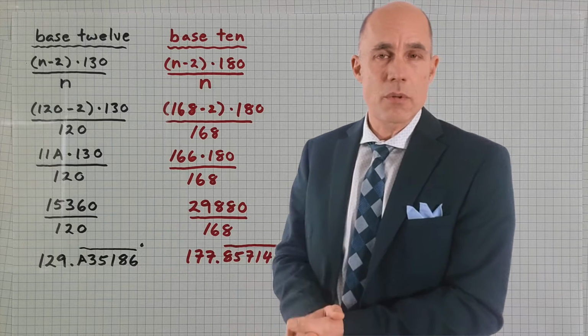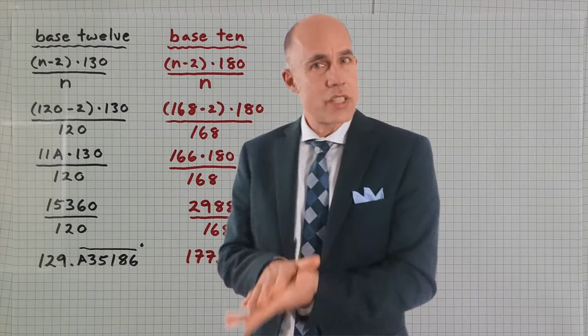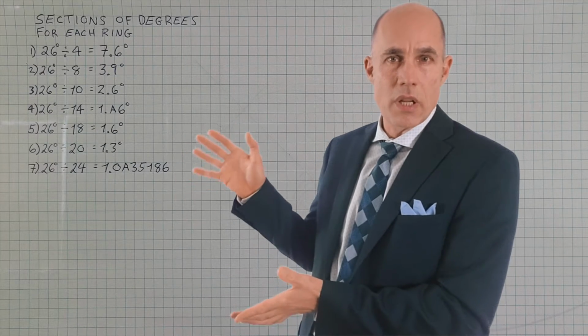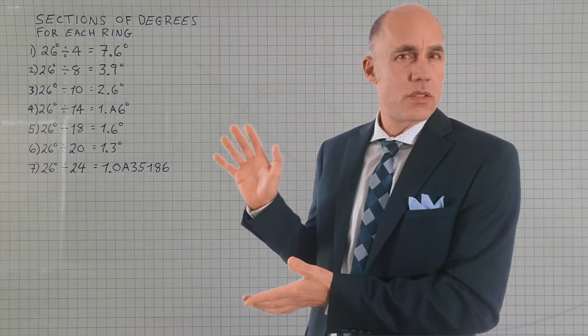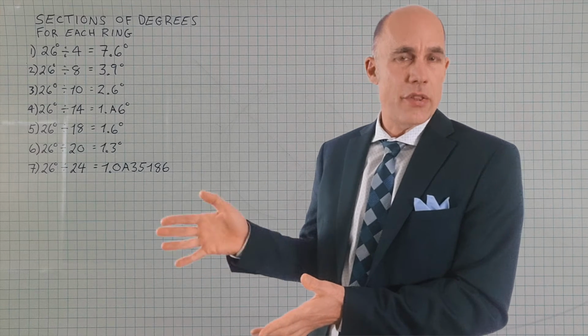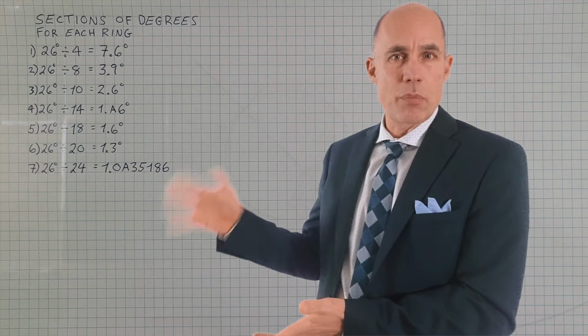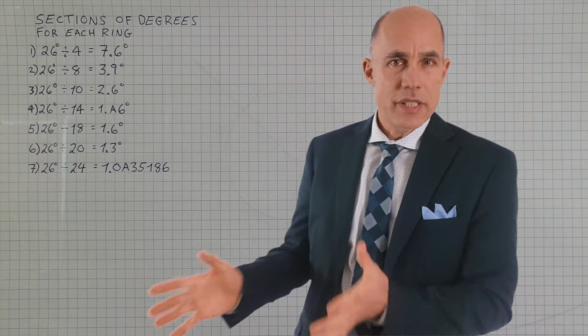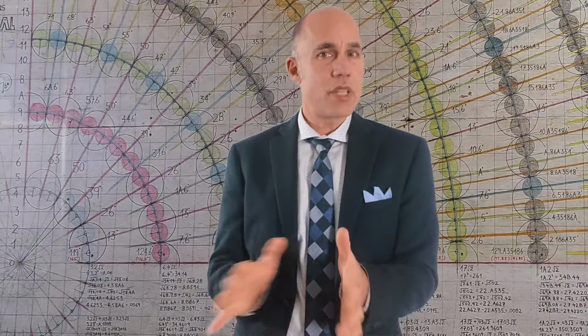It's a repeating decimal. Then we can also figure out the sections of degrees that we're creating on the circumference, again by using our formula 26 divided by 24, I think it is. So again, we get 1.083586. So again, a repeating decimal. This is our first ring of repeating decimals. So basically that's all the information from this particular ring.